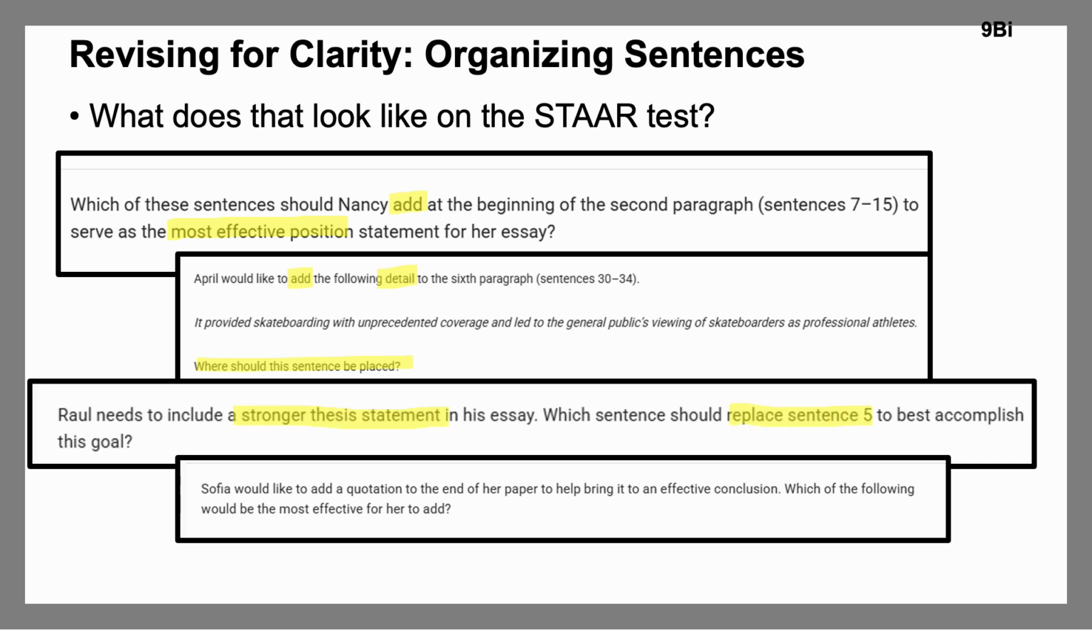Raul needs to include a stronger thesis statement. So you're happy to replace the sentence with a thesis statement that's going to serve the purpose of giving an overview of what's going to be discussed. And then Sophia would like to add a quotation and bring her paper to an effective conclusion. We're going to talk about what a concluding sentence would help and entail for that.